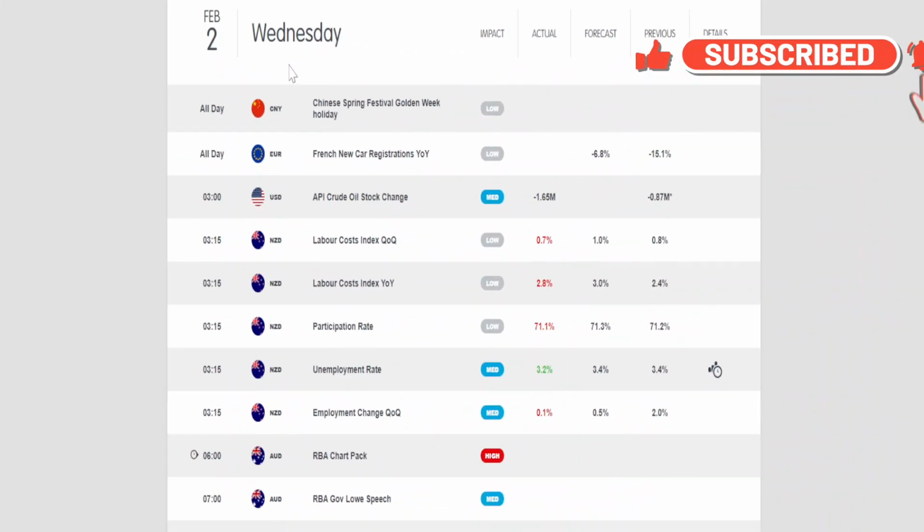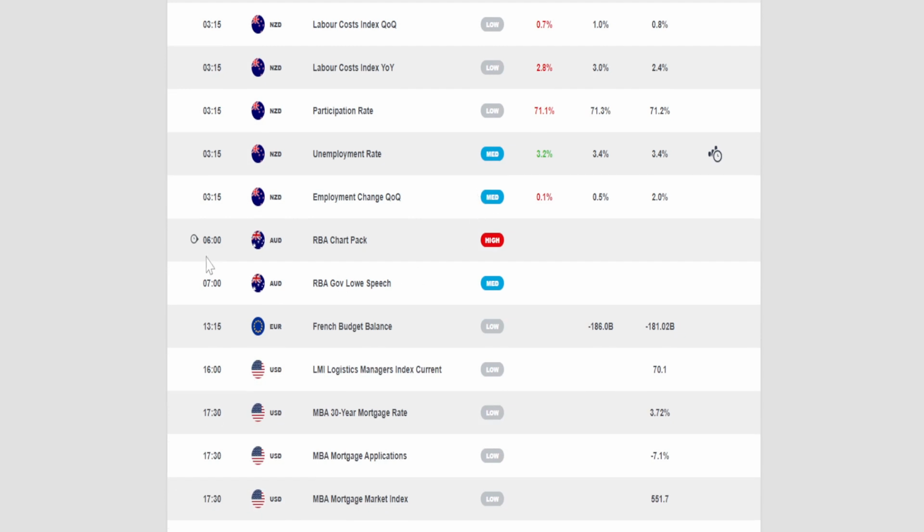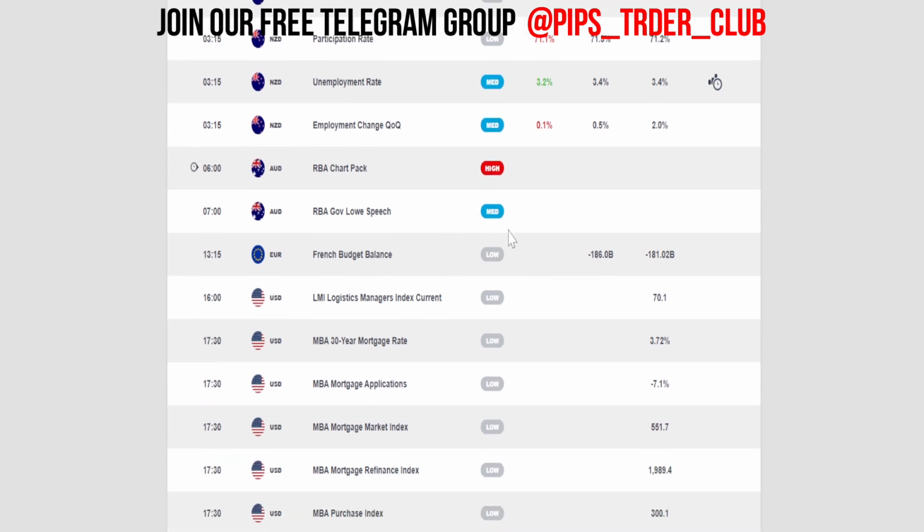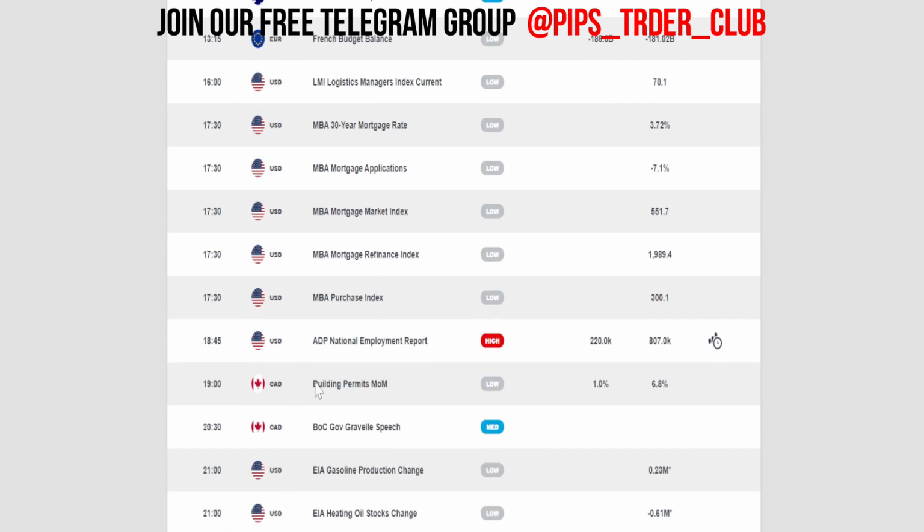Let us check out the news calendar for today. Today is February 2nd, Wednesday. So this part is already completed. At 6 AM, we have the Australian dollar high impact news. Then at 7 o'clock also we have a medium impact news for Australian dollar. Then as we go down at 6:45 Indian time, we have a high impact news for US dollar. ADP National Employment Report is coming out.